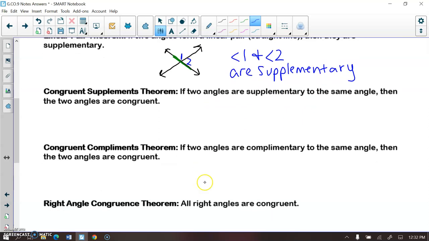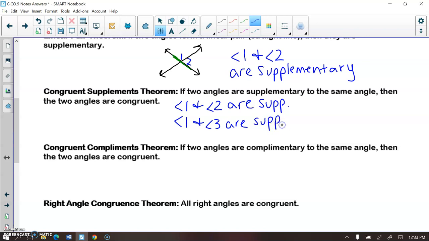Now, the congruent supplements theorem states that if we have two angles that are supplementary to the same angle, then those two angles would be congruent. For example, if I had angle 1 and angle 2 supplementary, and I had angle 1 and angle 3 are supplementary, then what we can conclude from this information is that angle 2 and angle 3 are congruent.